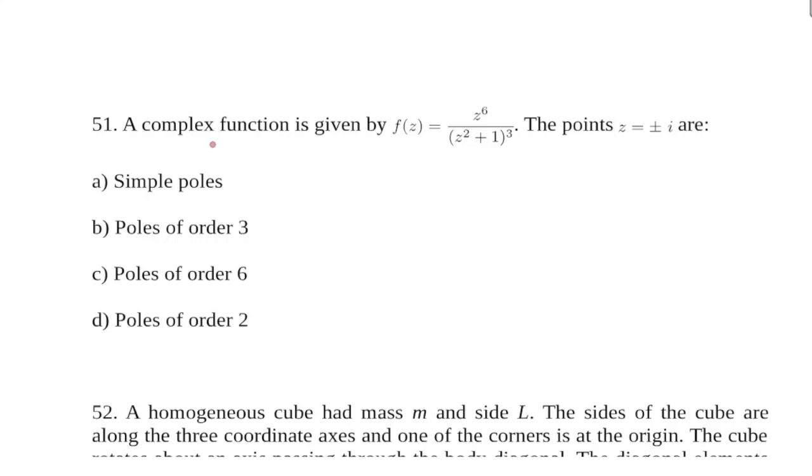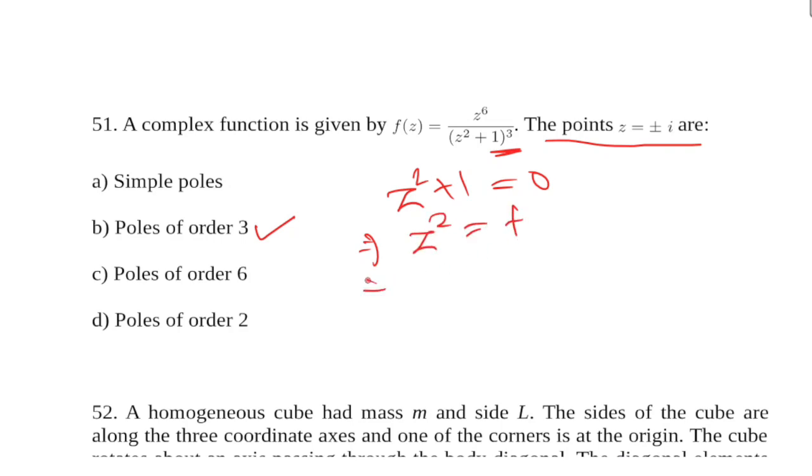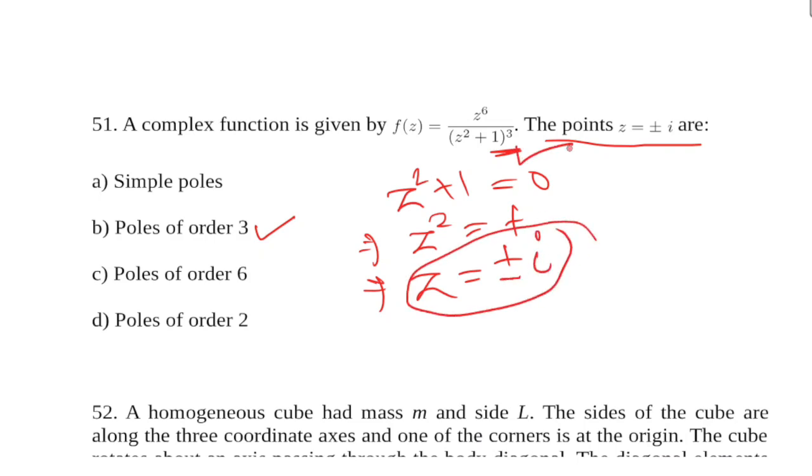Next, 51. A complex function is given by f of z equals z to the power 6 by (z square plus 1) to the power cube. The points z equals plus minus i are simple poles of order 3, 6, and 2. So let us find z square plus 1 equals 0. By looking at this, you can say these are the poles of order 3. So z square is equal to minus 1 and z equals plus minus i. So these are the poles of order 3.